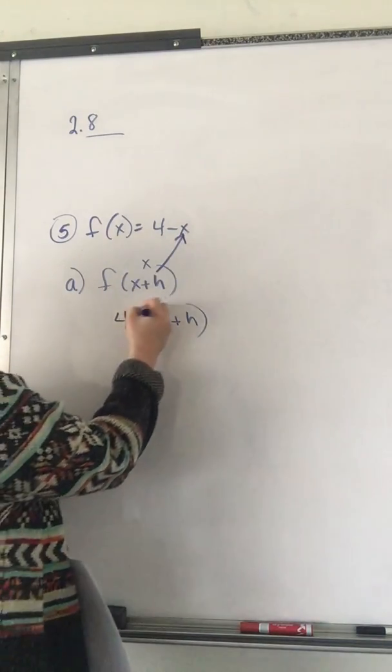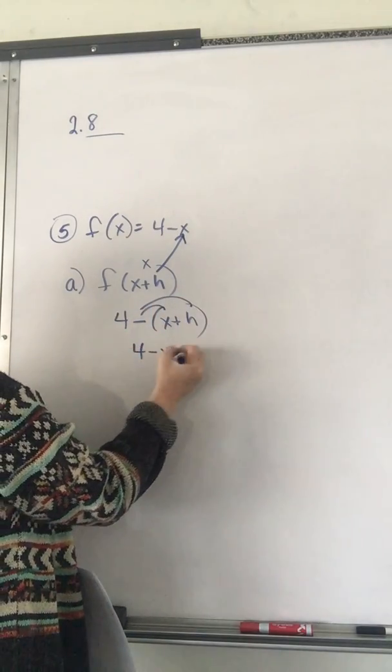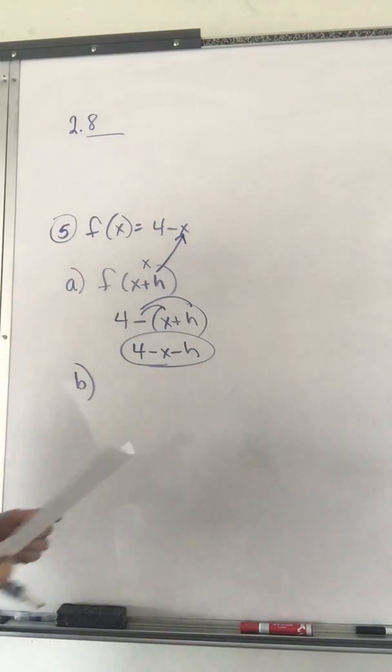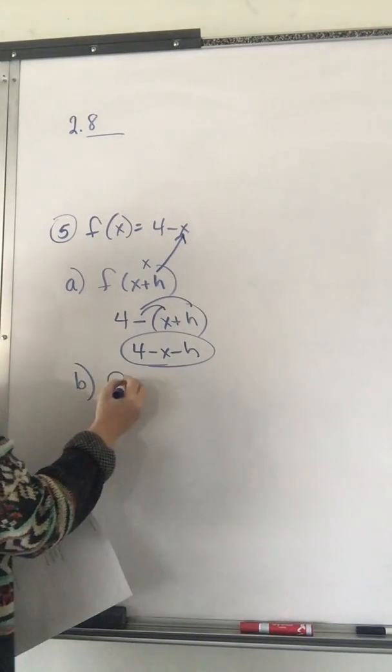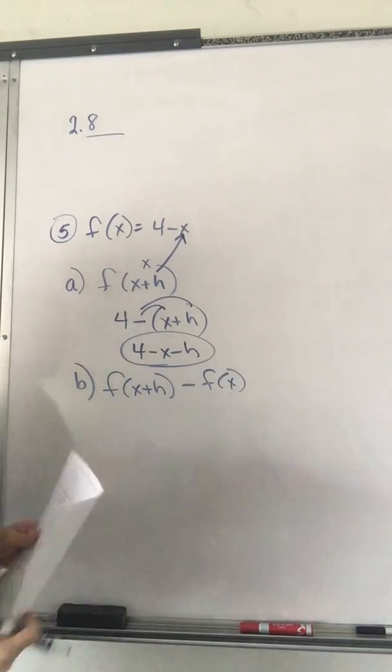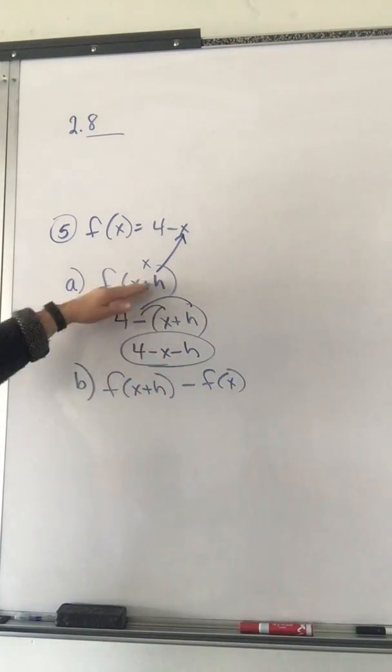All right, we can simplify that by distributing the negative sign, and that's all we can do on A part. So that's the answer to A. For B part, it builds on that. It says f of x plus h minus f of x. So we just did f of x plus h.